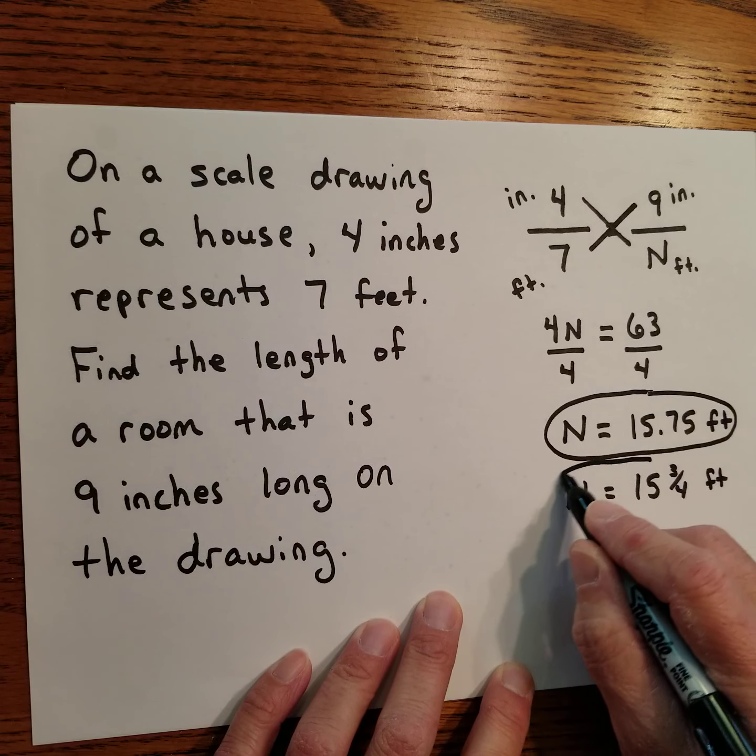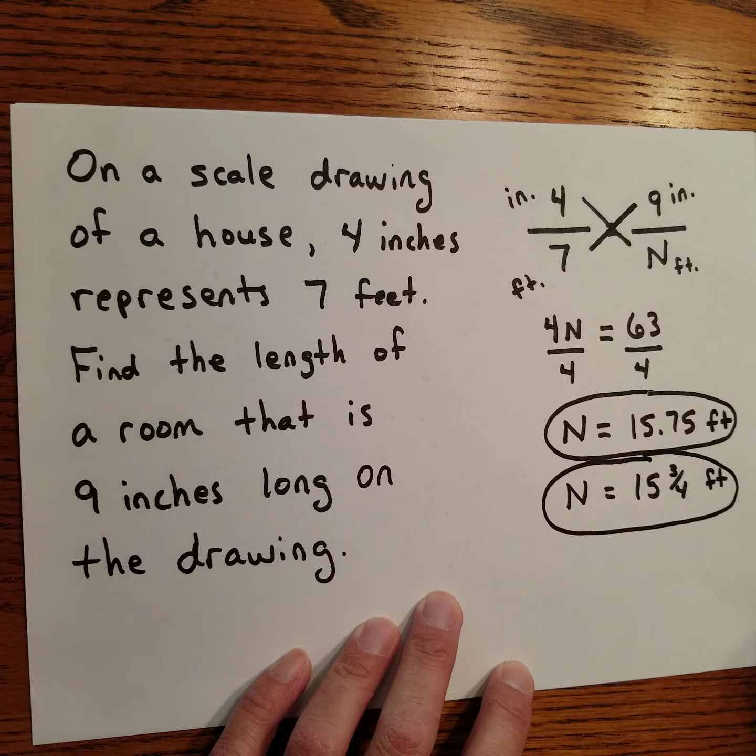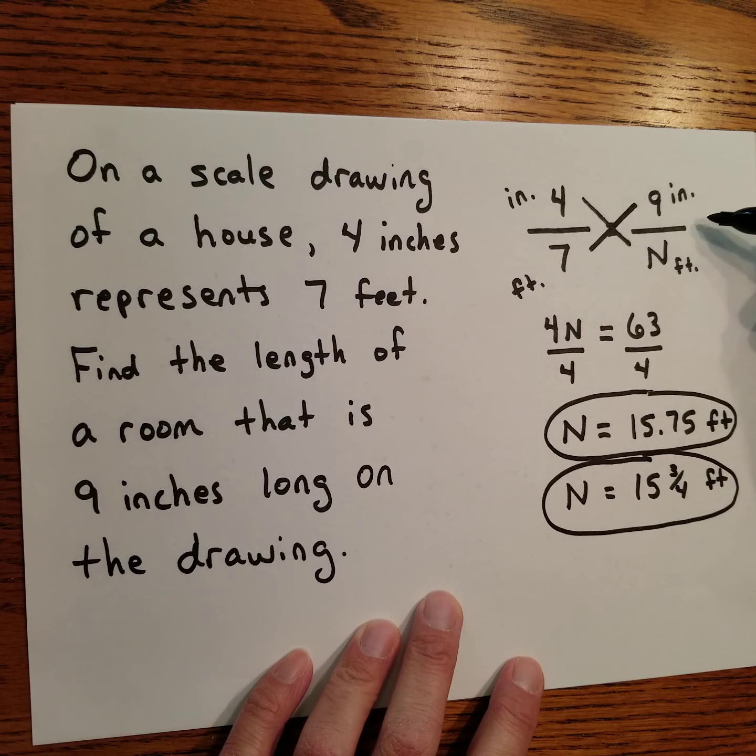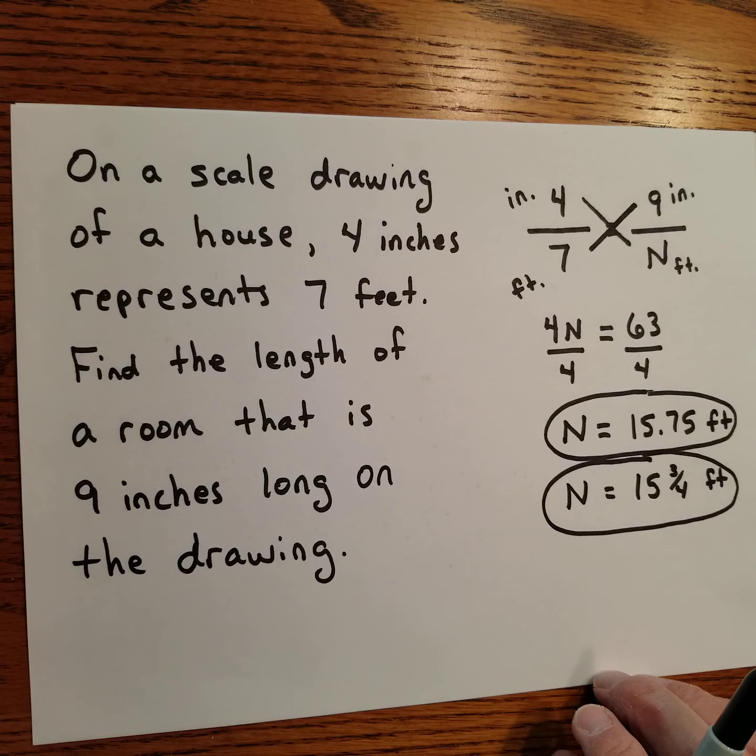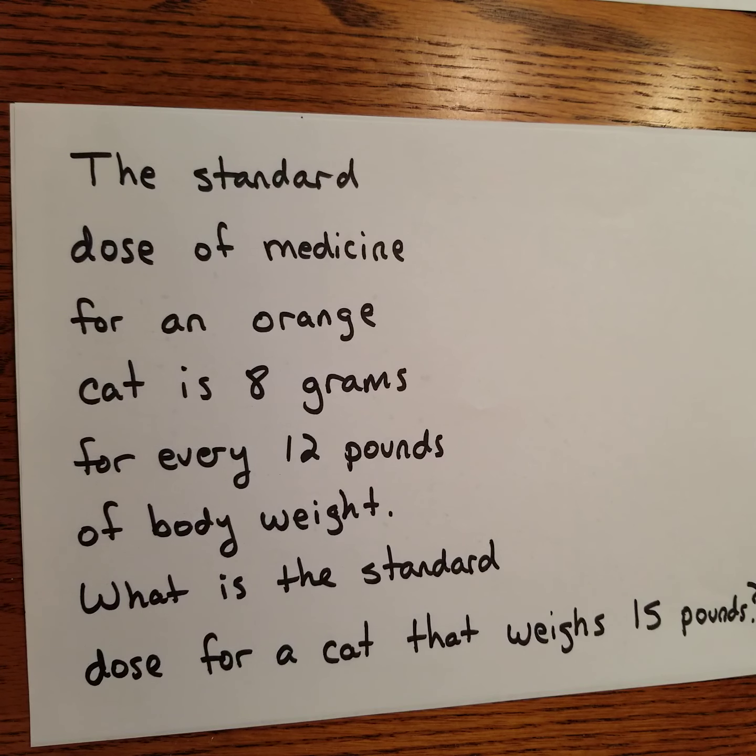This is the way I'd like you to show your work on your assignment. Fill out the proportion, cross multiply, use your calculator to give me a final answer, and label that final answer. Let's try one more example. Pause the video, read this problem through carefully, and then start the video and we'll work it together.